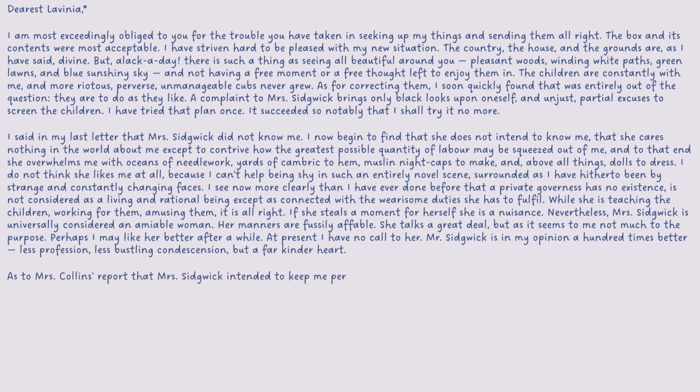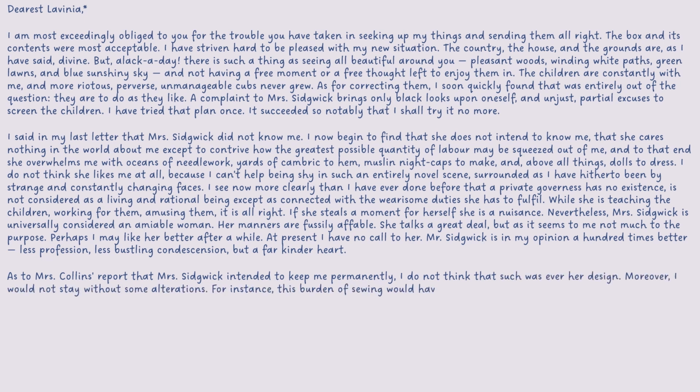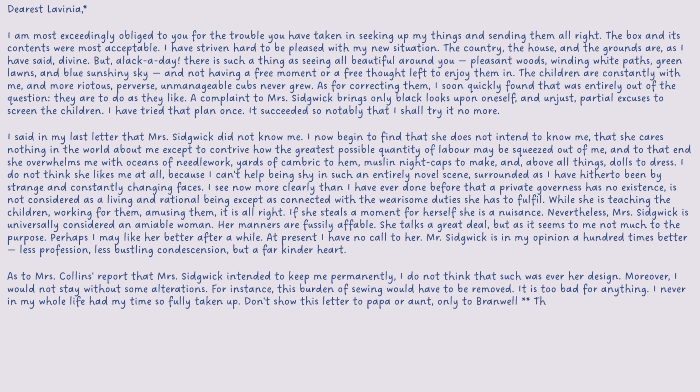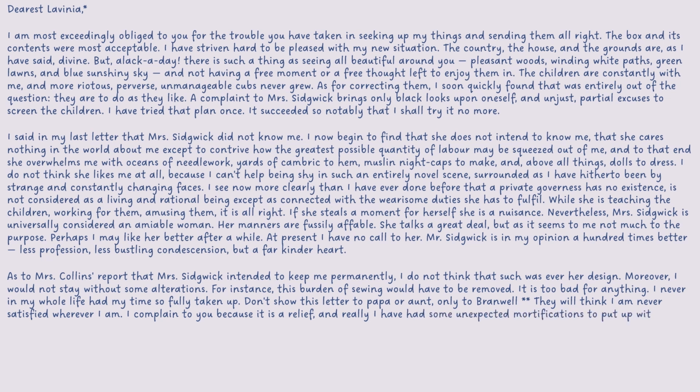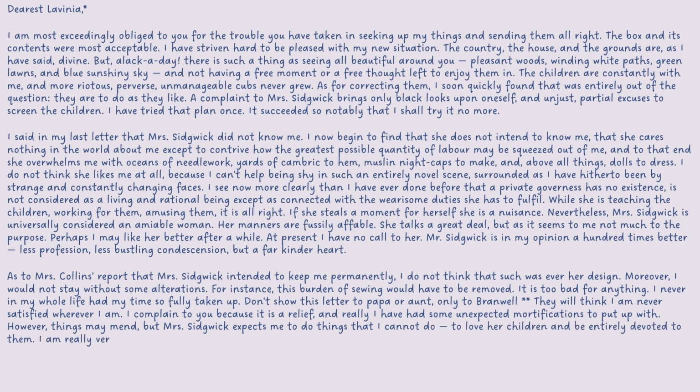As to Mrs. Collins's report that Mrs. Sidgwick intended to keep me permanently, I do not think that such was ever her design. Moreover, I would not stay without some alterations. For instance, this burden of sewing would have to be removed. It is too bad for anything. I never in my whole life had my time so fully taken up. Don't show this letter to Papa or Aunt, only to Bramwell. They will think I am never satisfied wherever I am.